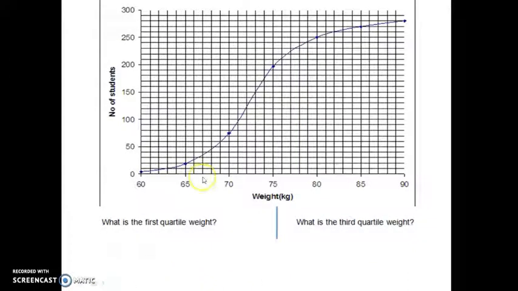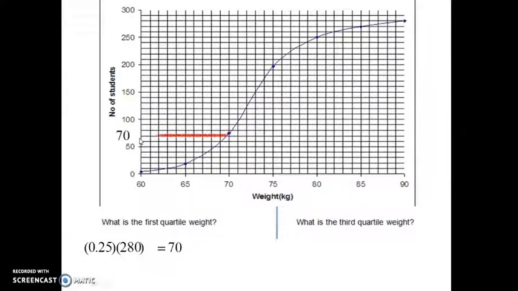Okay, last question. What is the first quartile weight? First quartile, as you may remember, is at the 25% mark. So it is the 25th percentile. So for the first quartile, we're going to use 0.25 for the 25th percentile. 0.25 times the total number of students, and we get 70. So the 70th student is going to be the one that marks the quarter of the way through the data.